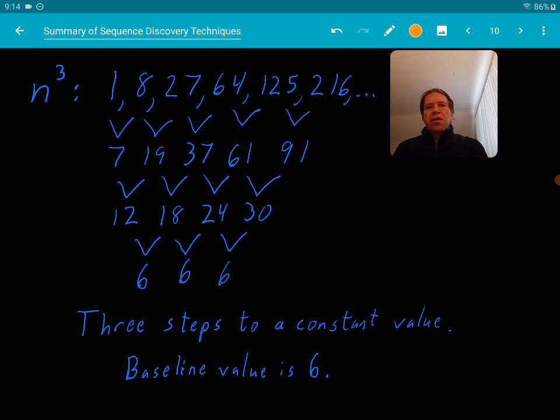And so we realize that if we're dealing with an n cubed sequence, we expect it to take 3 steps to get to a constant value, and we will compare whatever that constant value is with 6. For example, if we took 3 steps to get to a constant value, and that constant value was negative 12, we might expect the coefficient in front of n cubed was going to be negative 2, because negative 12 divided by 6 is negative 2.